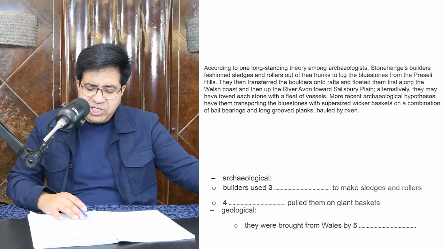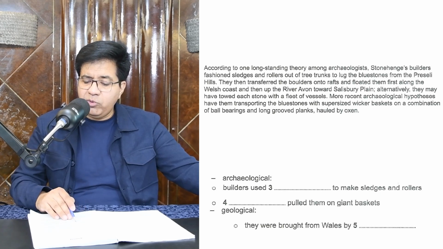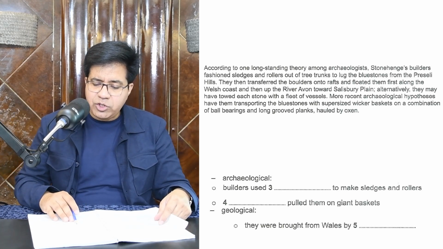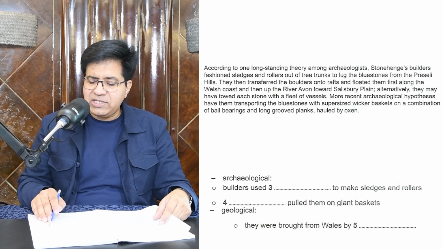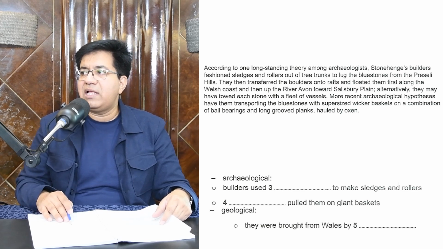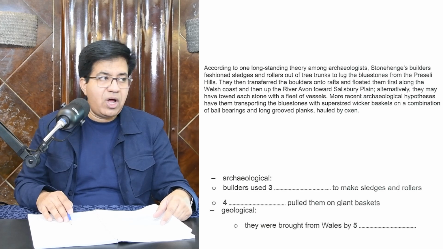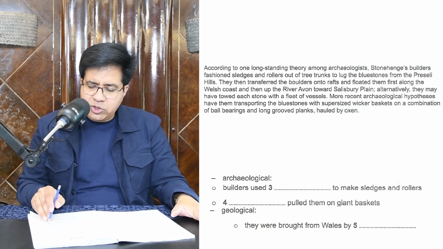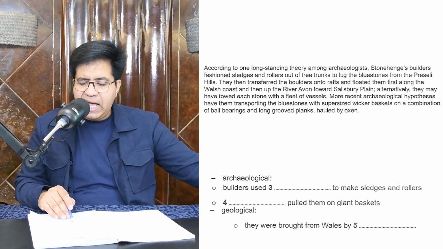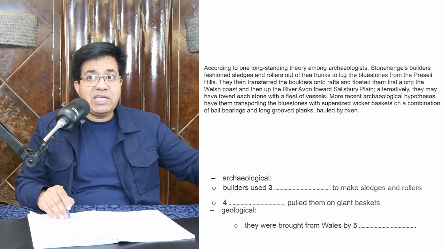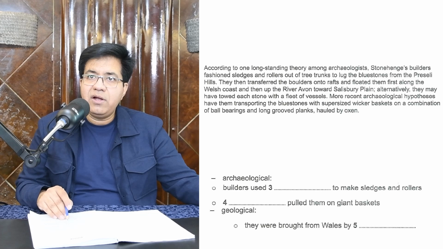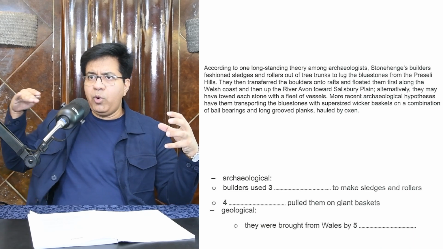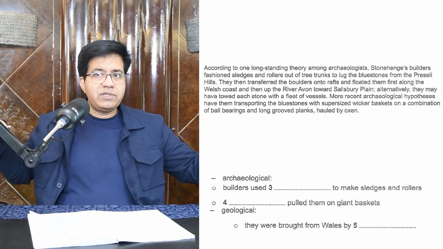Stonehenge builders fashioned sledges and rollers out of tree trunks. So out of tree trunks means builders used tree trunks to make sledges and rollers. So what is the right answer? The right answer is tree trunks. Builders used, and for that they said Stonehenge builders fashioned sledges and rollers out of tree trunks. Out of tree trunks means they use tree trunks to make sledges and rollers. Rollers are just the round pieces of wood. Like have you seen when they put the boat in the sea, they have rollers, long rollers made out of wood.